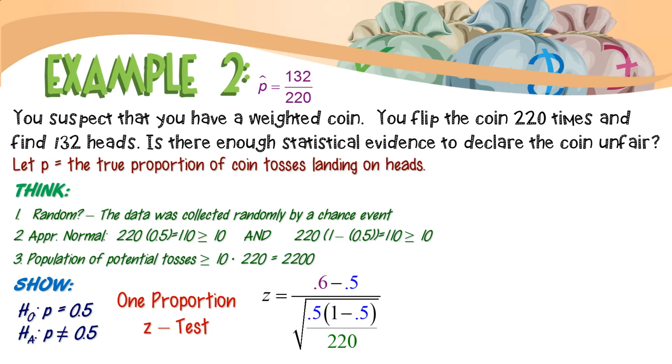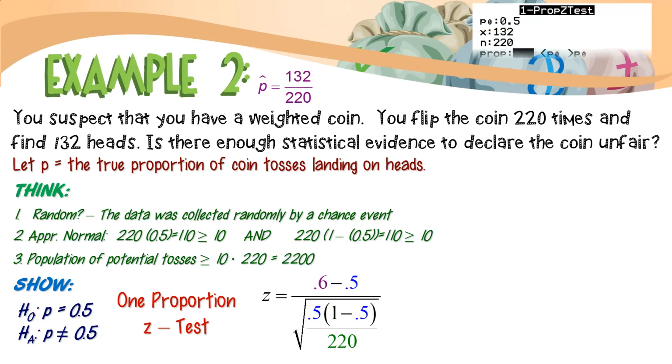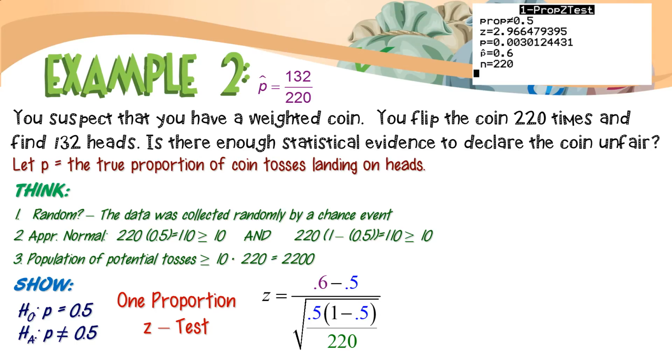Here's the z-score in case you're curious. Also, I think it makes your answer a little bit stronger. Here's what it looks like on an updated TI calculator. A little bit prettier, I think. So notice 50-50, 132 out of 220. Proportion, again, not equal to. Here's your calculate screen. It kicked out the z-score.